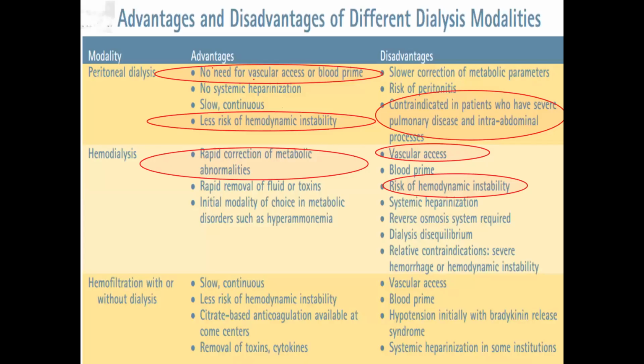This slide shows advantages and disadvantages of different dialysis modalities. The main advantage of peritoneal dialysis is that there is no need of vascular access or blood priming, and there is lesser risk of hemodynamic instability. The main disadvantage is that it is contraindicated in patients who have severe pulmonary disease and intra-abdominal processes. In hemodialysis, the advantage is rapid correction of metabolic abnormalities, while the main disadvantage is requirement of vascular access and increased risk of hemodynamic instability.